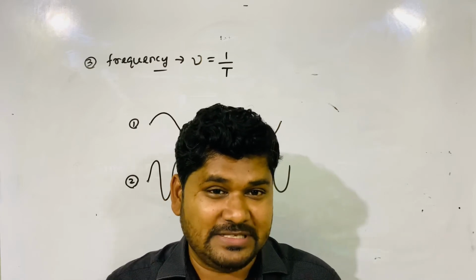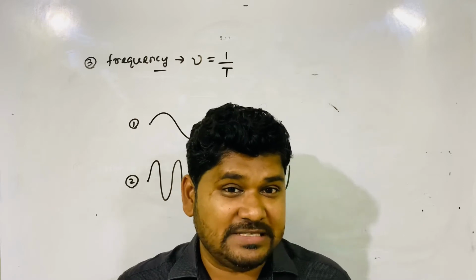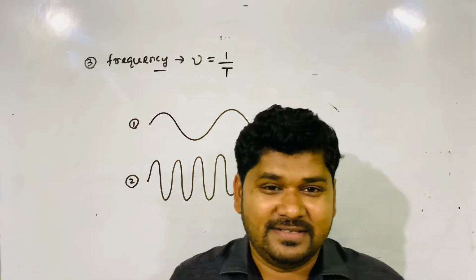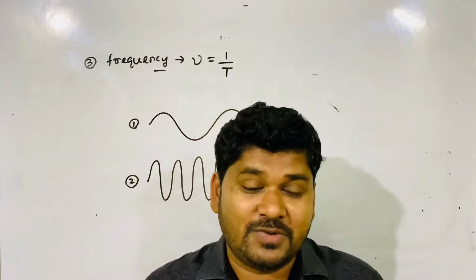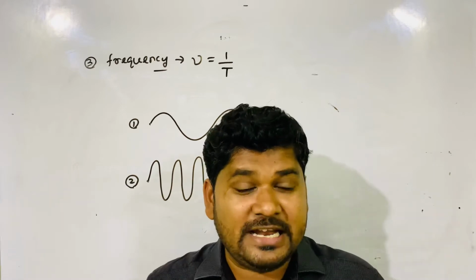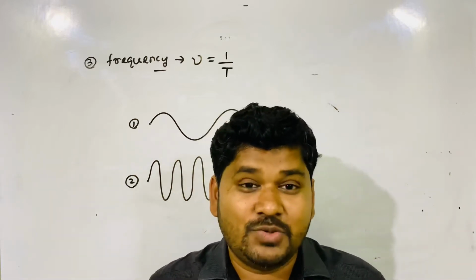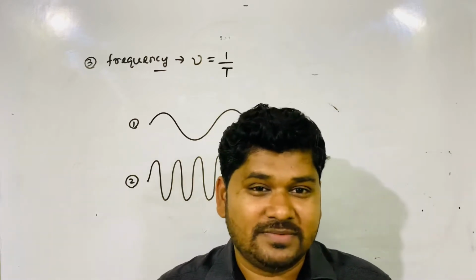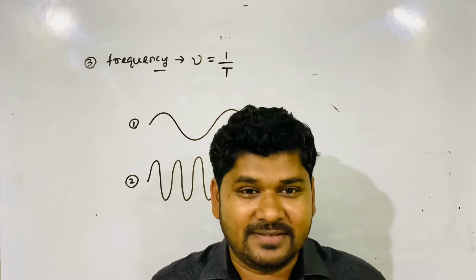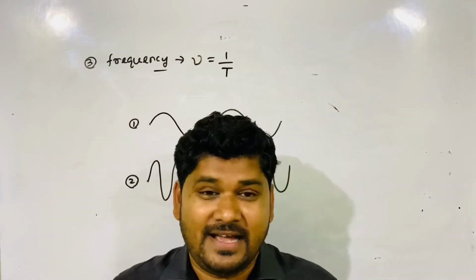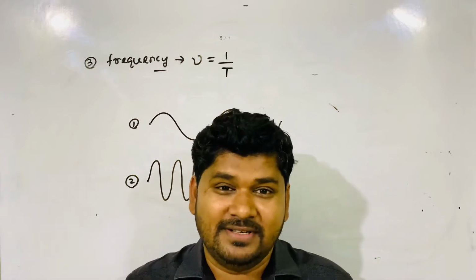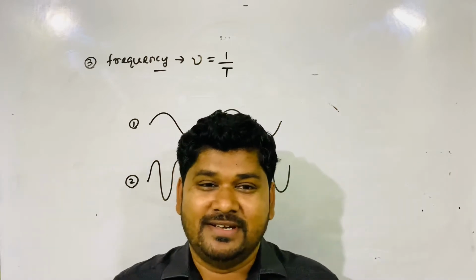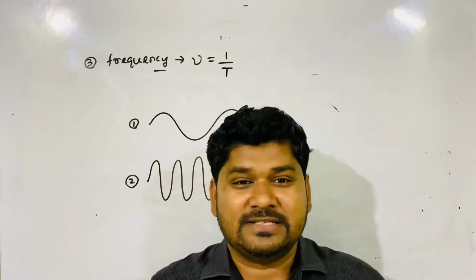In day-to-day life, the more the frequency, the more the sweetness of sound. How can you tell which sound has more frequency or less frequency? More sweetness means more frequency. So who always produces sweet sound? Bees, small babies, as well as girls. Their sound is also sweet. So they all produce waves of more frequency.